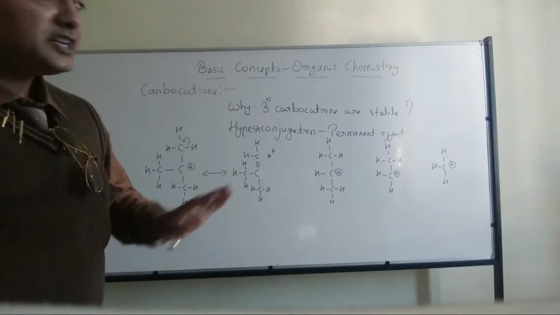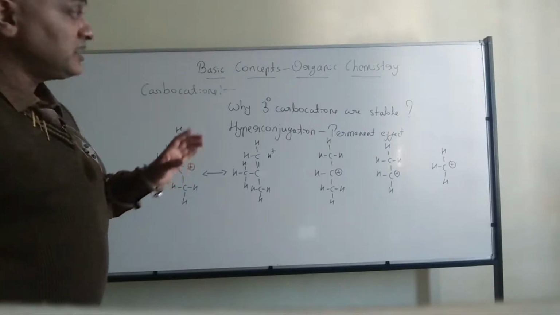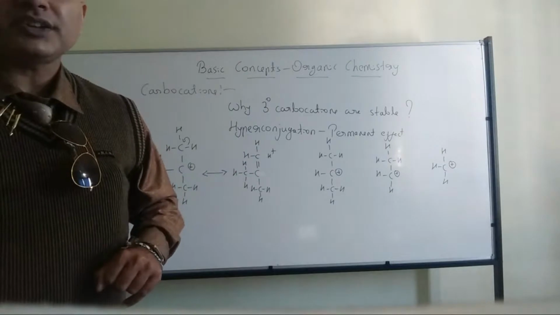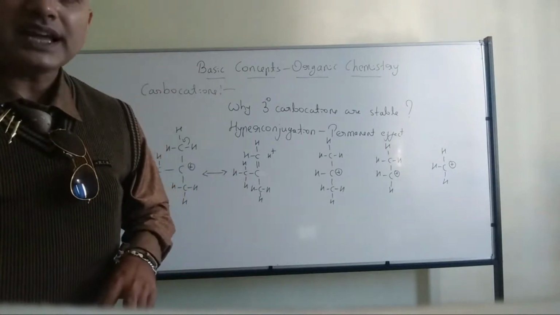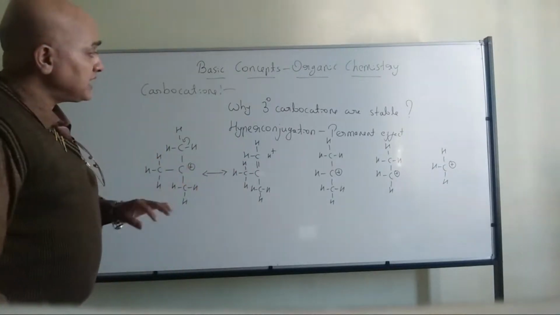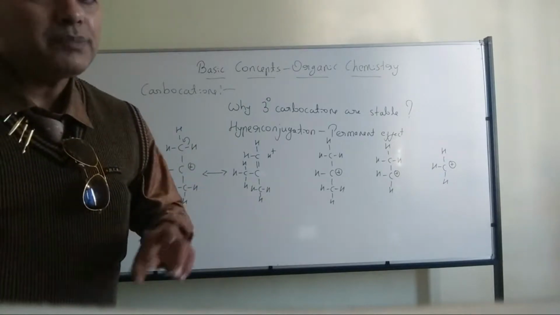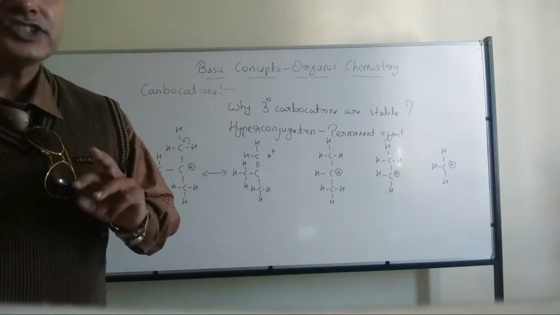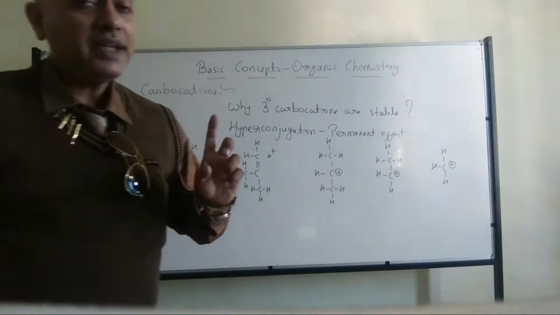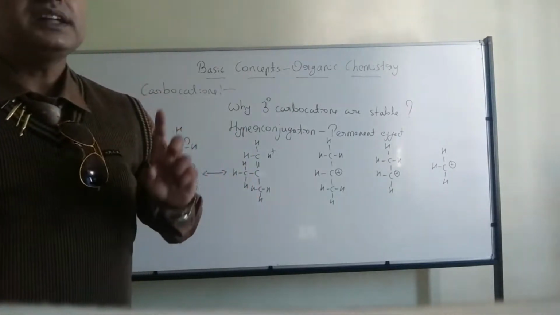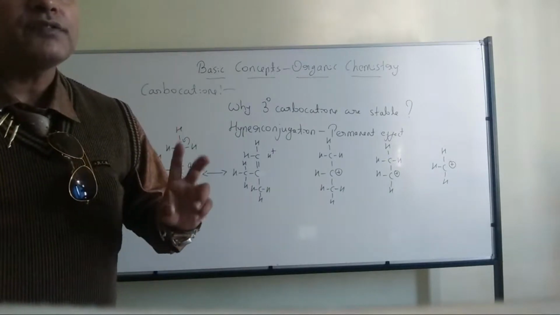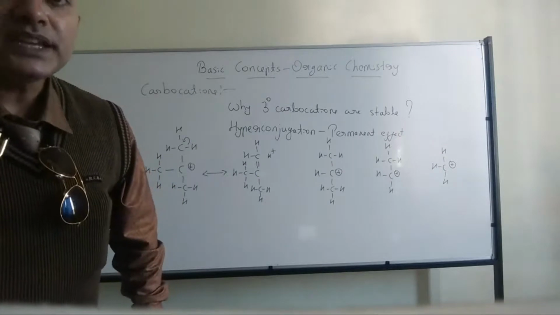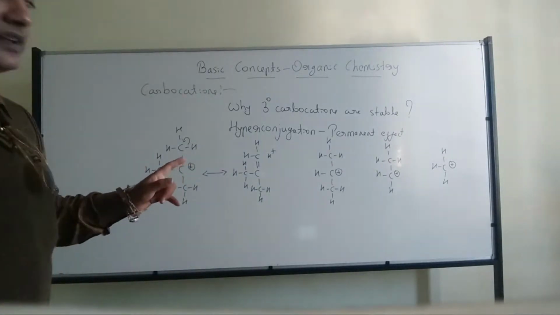Fine. Due to sp2 hybridization, carbocations make a trigonal planar structure. Otherwise, carbon will make a tetrahedral structure, please remember. But in carbocation form, they will form a planar structure due to sp2 hybridization.